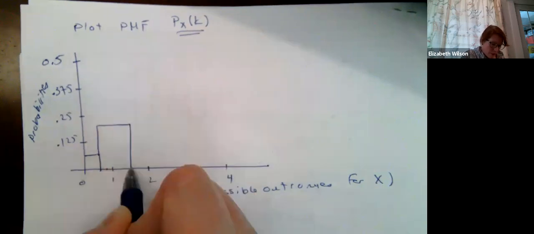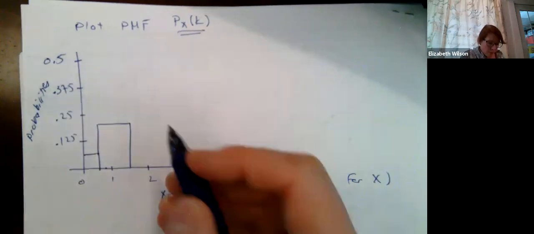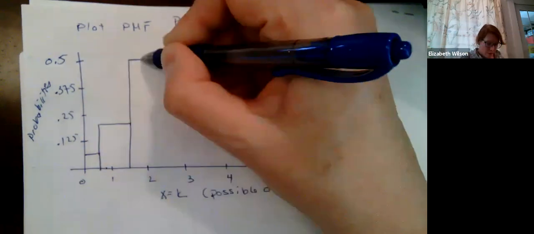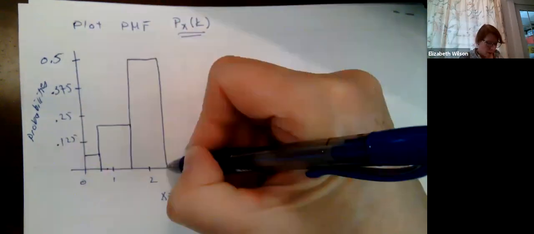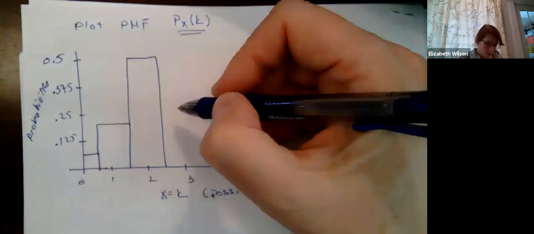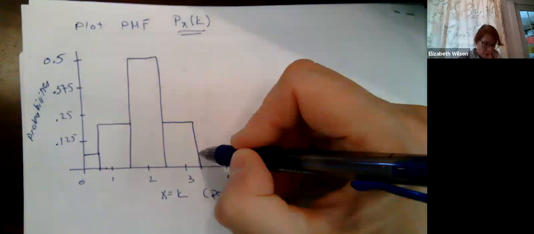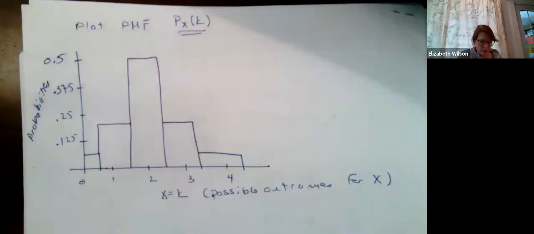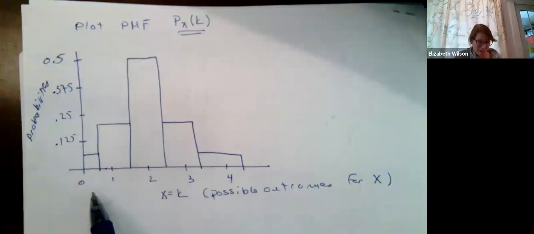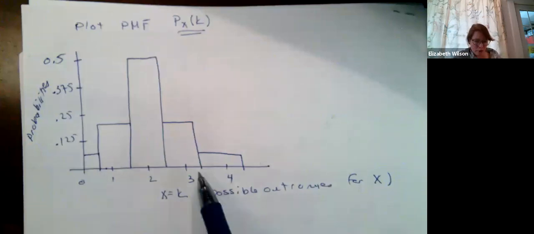For my 2, this was equal to 0.5. This came from our table. For our 3, this was right around here, and our 4 goes back down to about there. I should have made this a little bit wider so you can see. This isn't drawn to scale in terms of how wide our boxes are. All these boxes should be evenly wide.